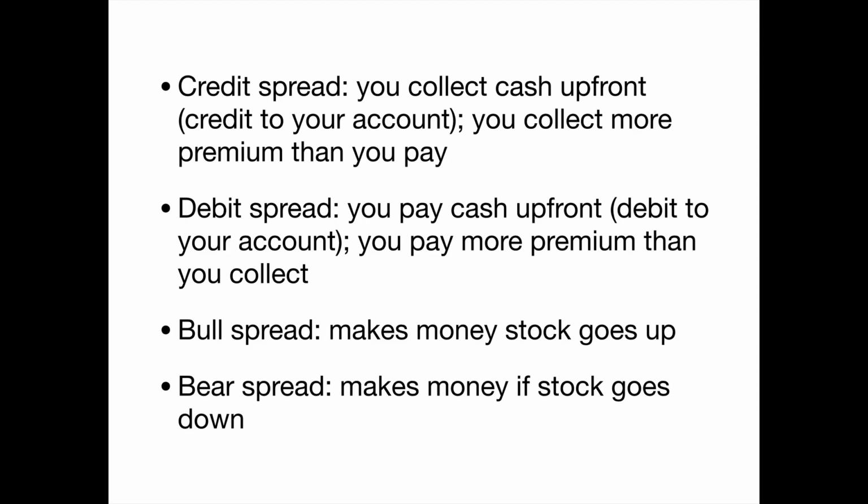Now, the next distinction is quite easy. Bull spreads and bear spreads. A bull spread is just any option spread that makes money if the stock goes up or if the underlying goes up. You can do a bull spread on crude oil futures. You could do a bull spread on really any underlying security. So a bull spread makes money if the stock or security goes up. Bear spread, just the opposite. It makes money if the stock goes down.